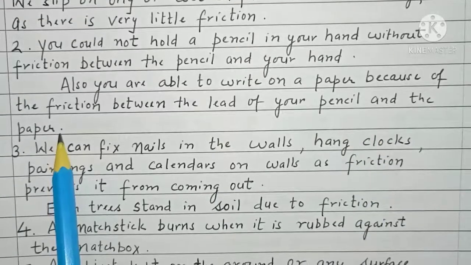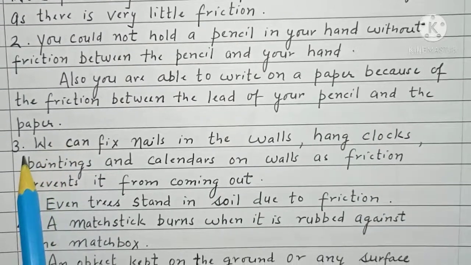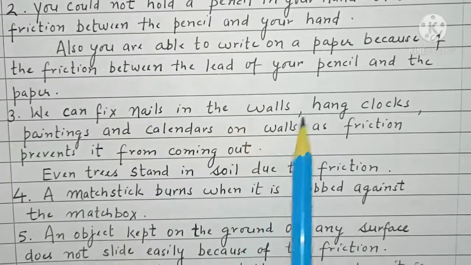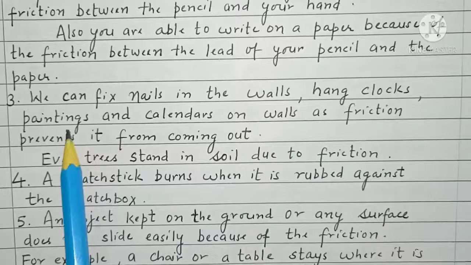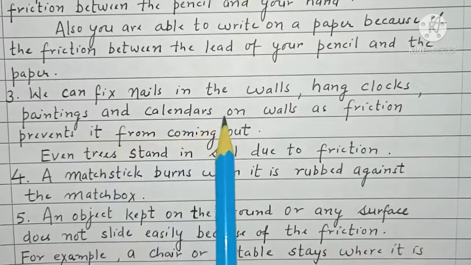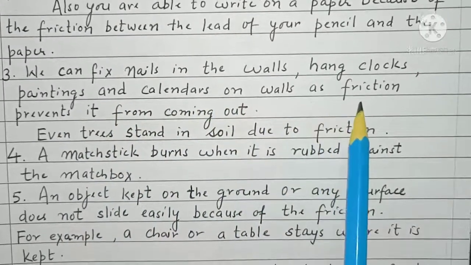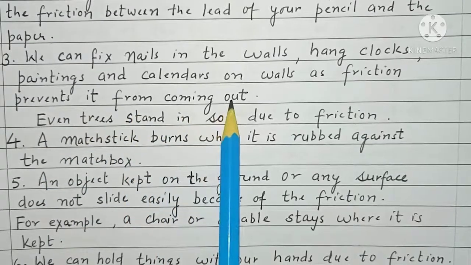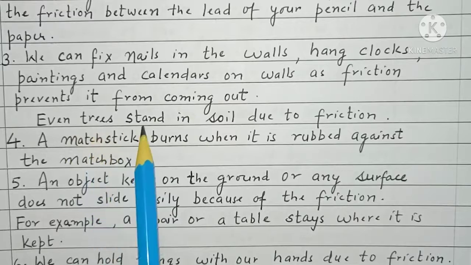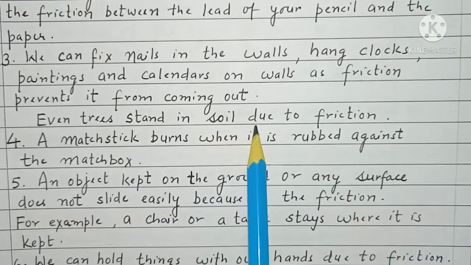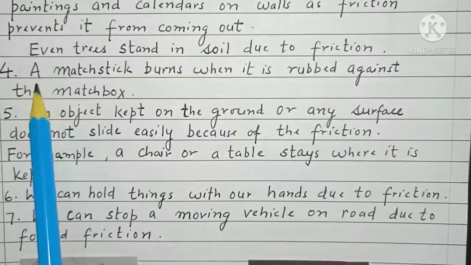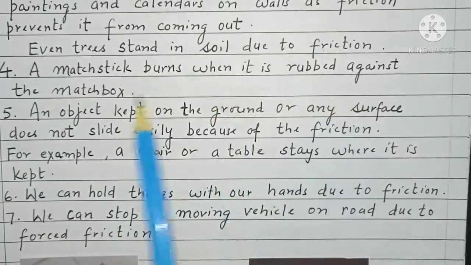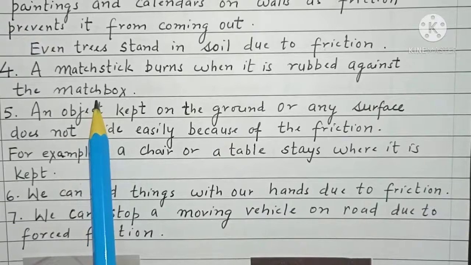The third point is we can fix nails in the walls, hang clocks, paintings and calendars on walls as friction prevents it from coming out. Even trees stand in soil due to friction. A matchstick burns when it is rubbed against the matchbox.